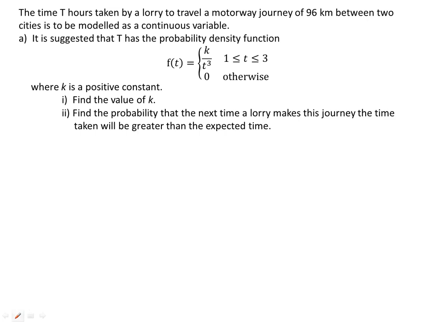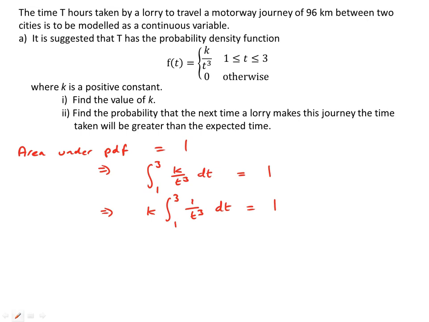Now it's important to remember that the area underneath a probability density function must always equal 1. So in this case, that's telling me that the integral between 1 and 3 of k over t cubed must equal 1. The k is a constant, so let's pull that outside. So we've got k times the integral between 1 and 3 of 1 over t cubed must equal 1.